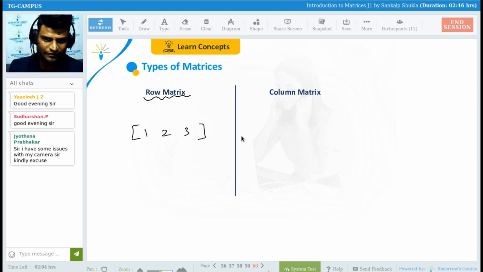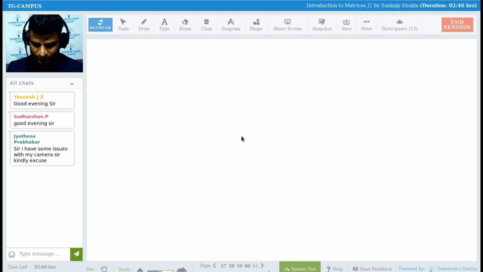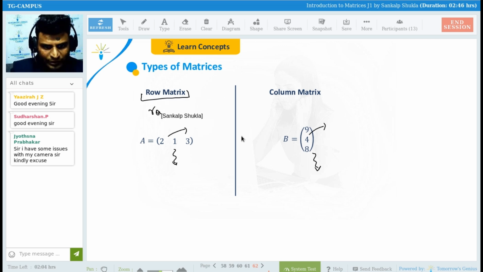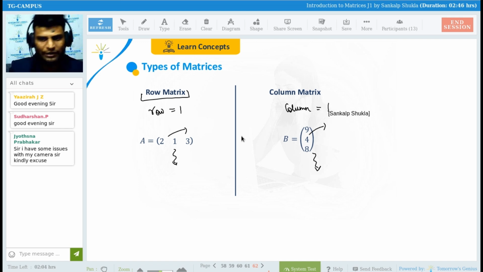Okay. And for example, column matrix. So 1, 2, 3. Only one column is there. So these are the related examples. So this is a row matrix and this is a column matrix, because we can see that there is only one row and only one column. So row matrix means the number of rows should be equal to 1. Column matrix means the number of columns should be equal to 1. Okay.